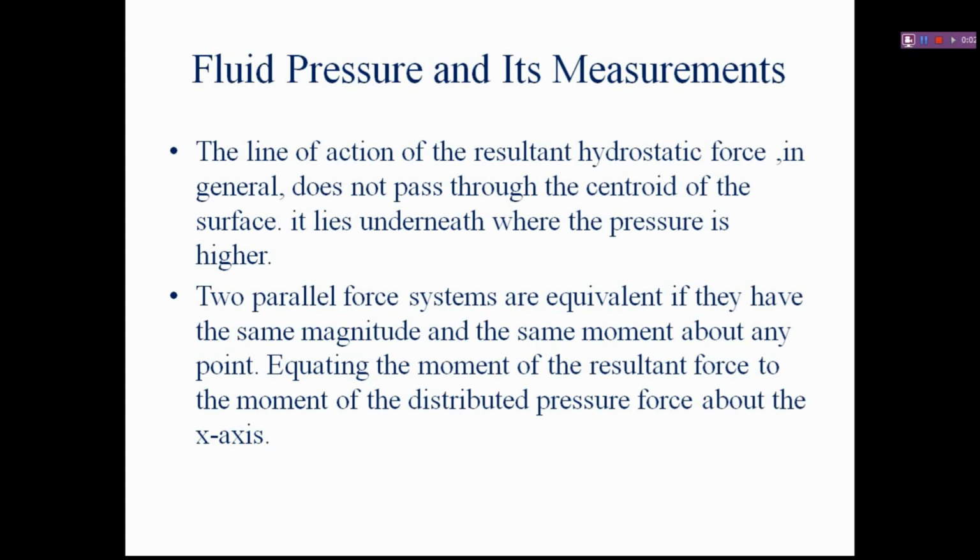Now how do we derive the equation? We use this principle: two parallel force systems are equivalent if they have the same magnitude and the same moment about any point. Then how do we derive it? By equating the moment of the resultant. The resultant force moment is equated to the moment of the distributed pressure force about the axis. It is about the x-axis that we are equating it. When we derive the equation, we'll get more idea about it.